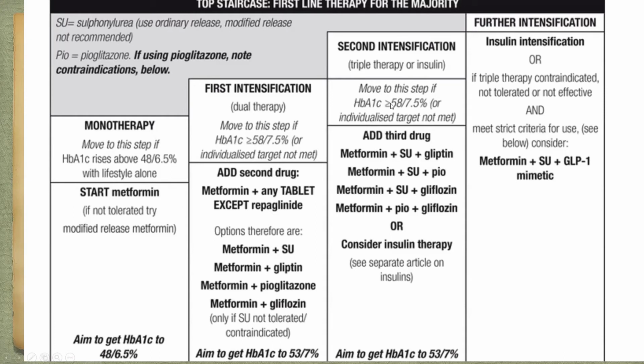If the HbA1c continues to be more than 58 despite being on two tablets, we will add the third drug. So if they are on sulfonylurea, then we'll add the gliptin, or basically we can add any of these three. And at this point, we could consider insulin therapy with the aim of getting HbA1c down to 53. And the third is if the triple therapy is not tolerated and not effective, then we can consider metformin, sulfonylurea, and GLP-1 mimetic. The reason it has strict criteria is because of the cost.